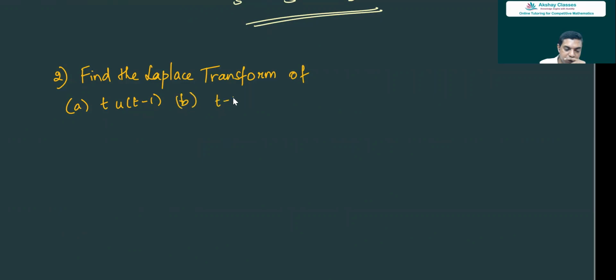Second one, t minus 1 the whole square into u of t minus 1. Third one, e power minus 2t into u of t minus 3. So let's take one by one.